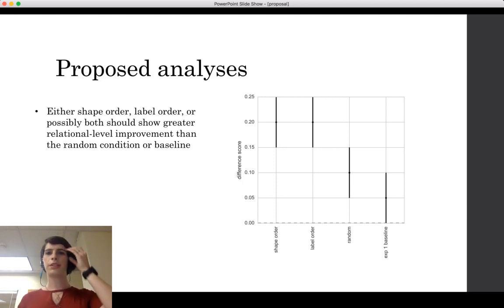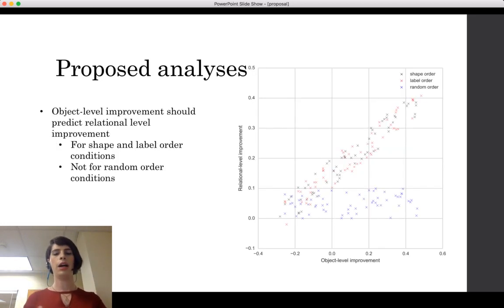Additionally, and this is perhaps even the stronger test, if what is happening is an actual transfer of learning from the object level to the relational level, then we should find that in those 2 conditions where the examples are ordered according to the underlying representation, we should find a correlation: the object level improvement should predict the relational level improvement, while the random order condition should be very similar to experiments 2 and 1.